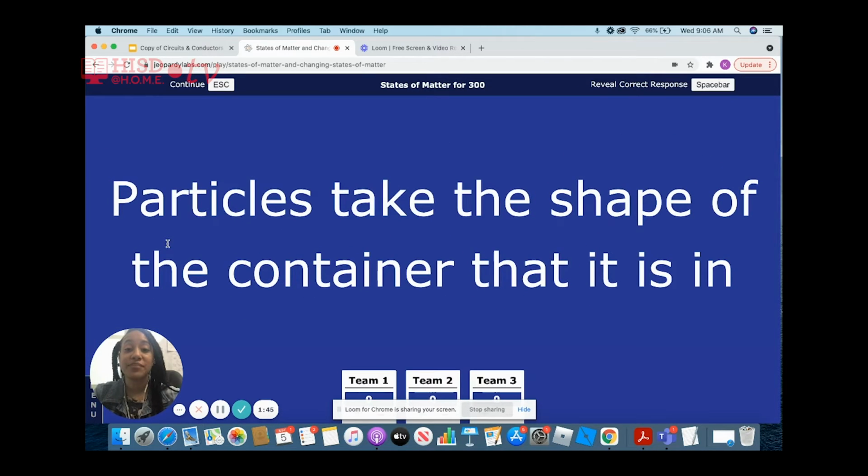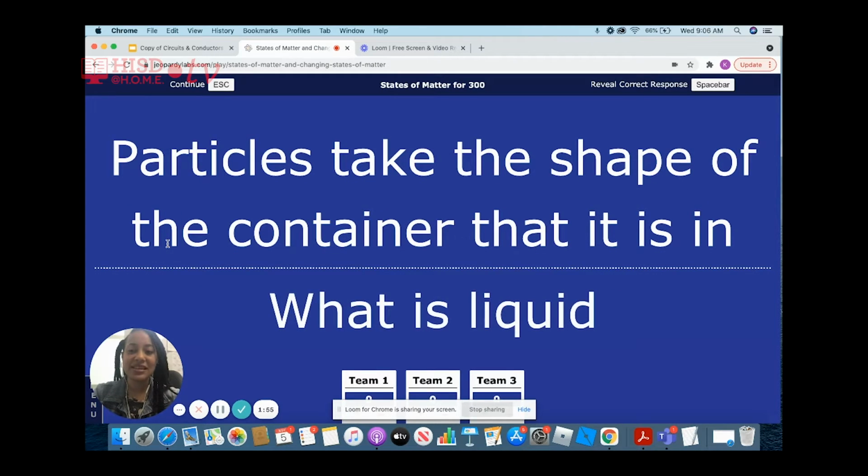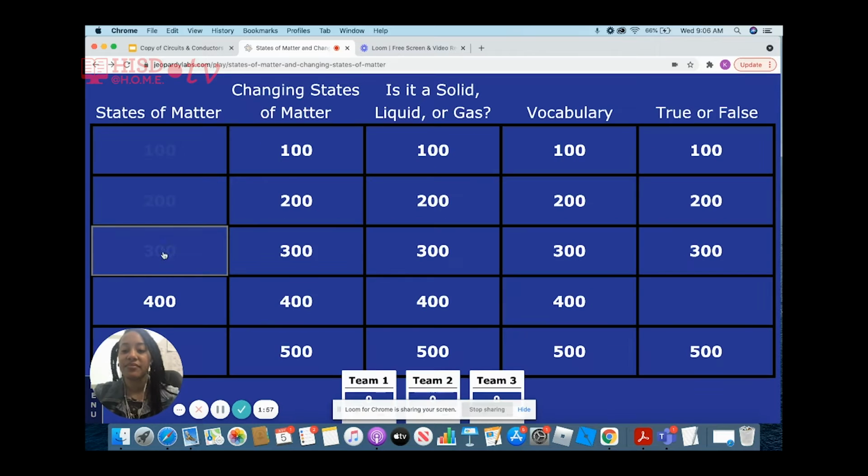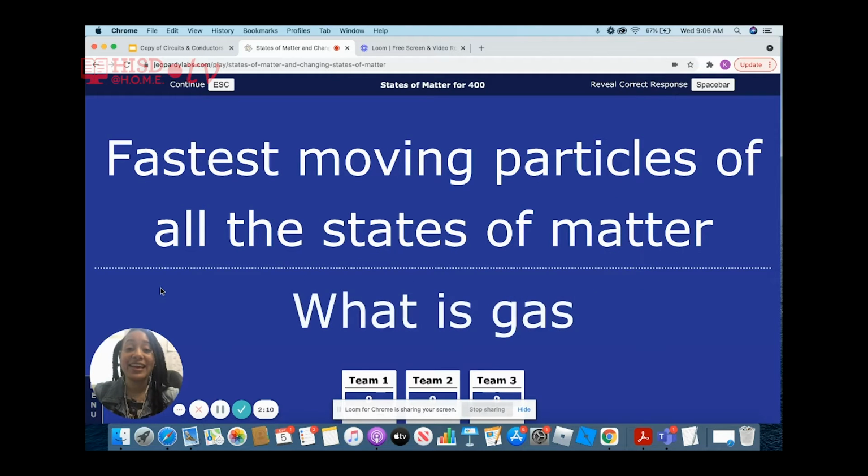States of matter for 300. Particles take the shape of the container that it is in. Excellent. You should have said again, what is a liquid? States of matter for 400. Fastest moving particles of all of the states of matter. Right again. What is a gas?